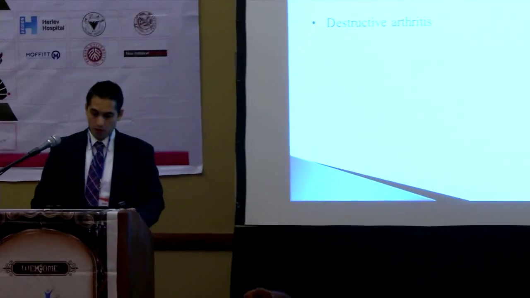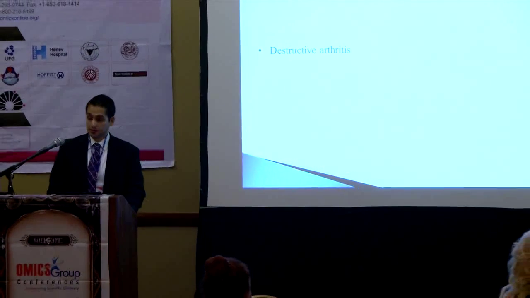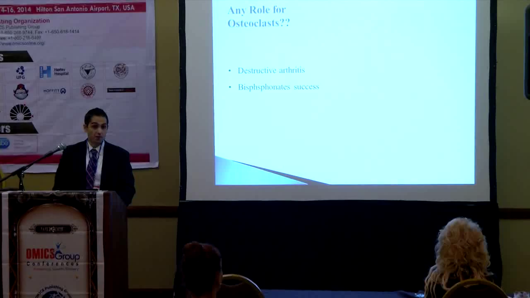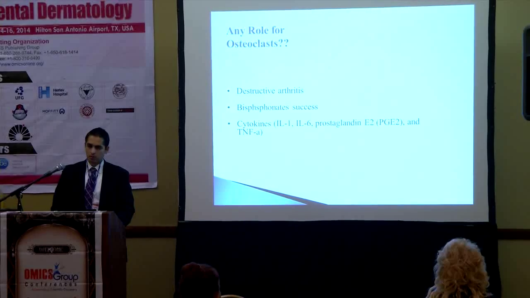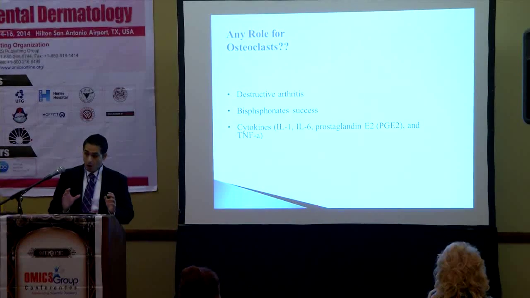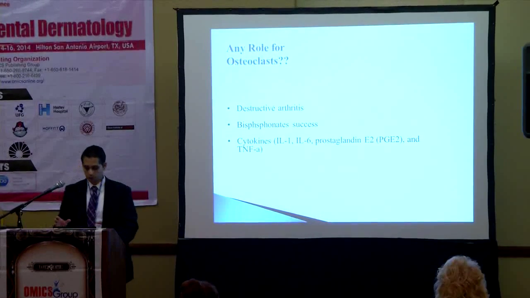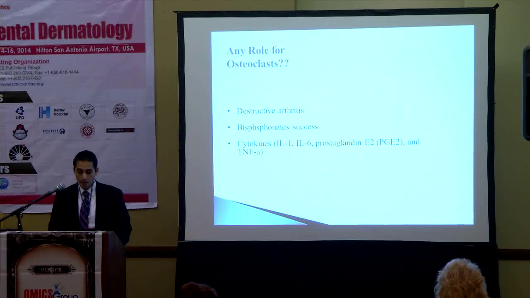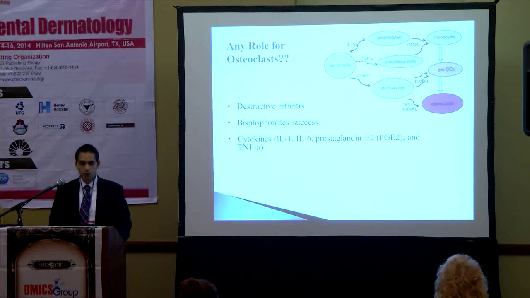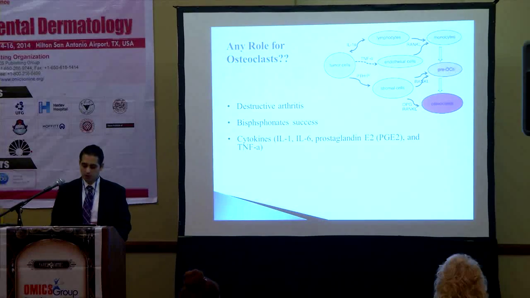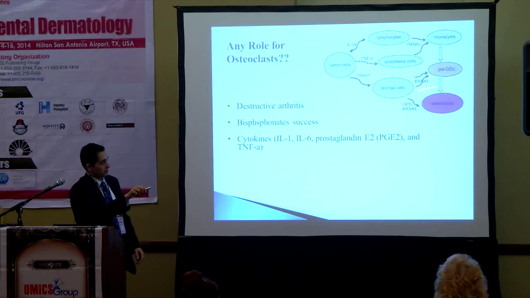Any roles for osteoclasts? Why do we even mention osteoclasts? Well, we know this is a condition with severe destructive arthritis. We know that bisphosphonates have been shown to be very effective to treat this condition. And the same cytokines that are commonly found in this condition, interleukin-1, interleukin-6, prostaglandin E2, and TNF-alpha, are all cytokines involved in osteoclastogenesis. And as you can see in this diagram, tumor cells can directly or indirectly produce or induce these cytokines to ultimately cause production of osteoclasts.